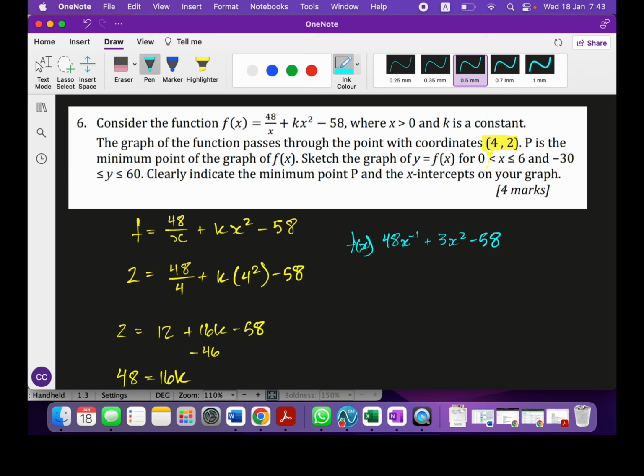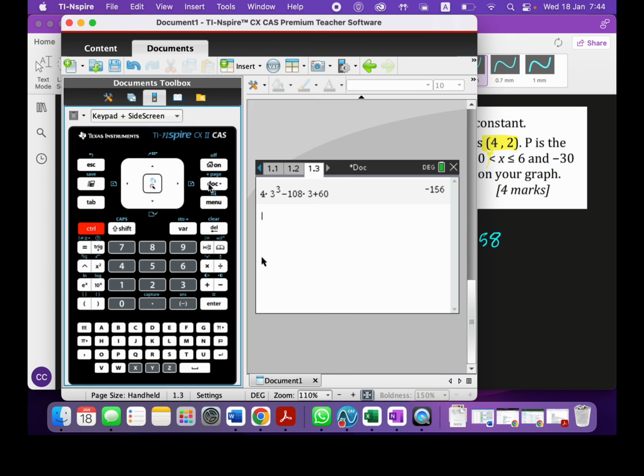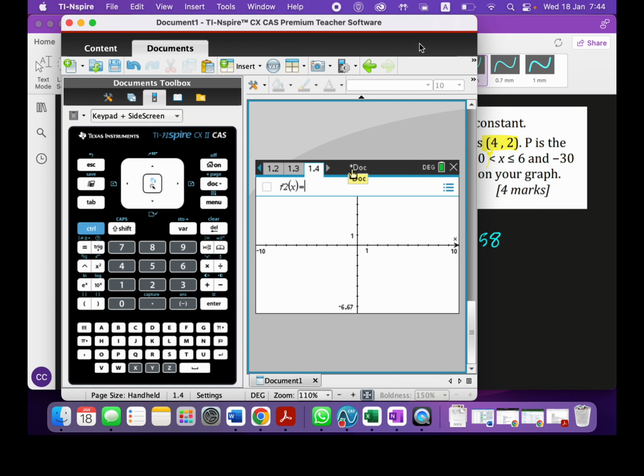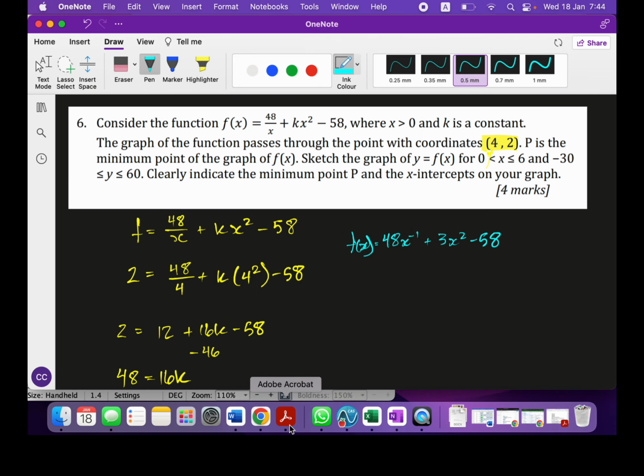Now, this is paper 2. So totally, you could try to set that equal to 0 and solve, or take the derivative, then solve. That would absolutely work. But it's paper 2. I'm just going to graph this thing because what I want at the end is a graph. The one nice thing about this is they've already told us the bounds that we're looking for. x has got to be bigger than 0 and less than or equal to 6. We go from negative 30 to positive 60.